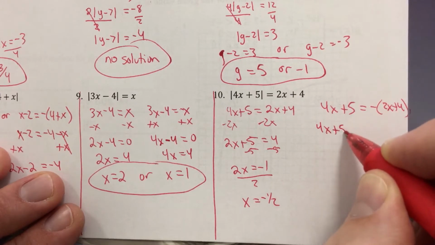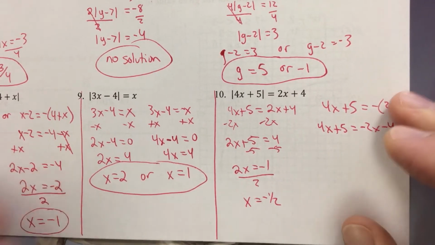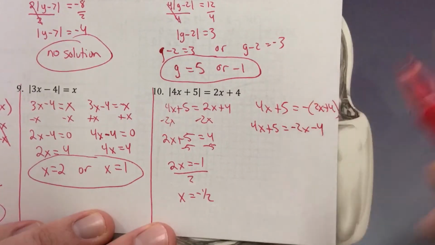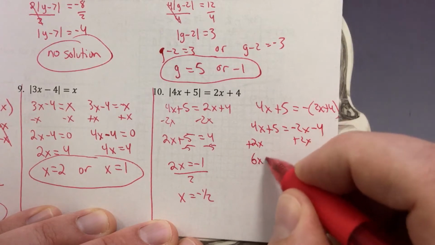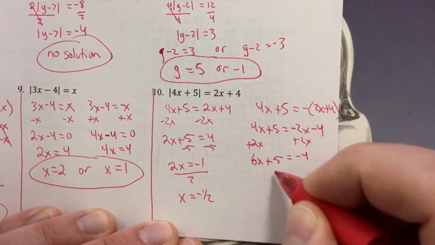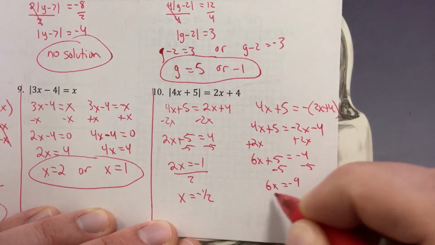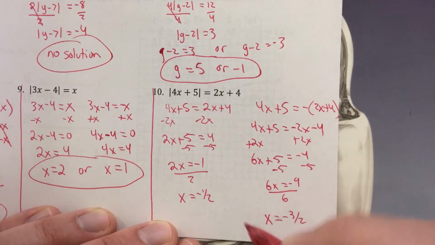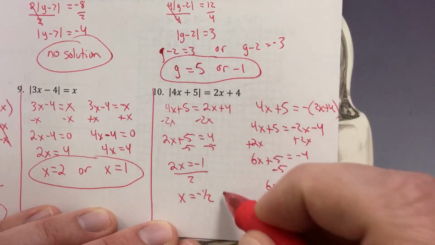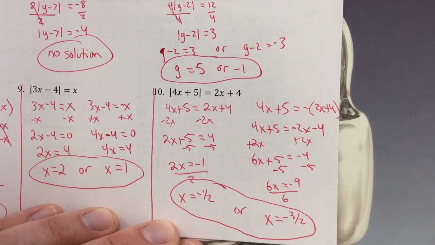4x plus 5 equal to negative 2x minus 4 after you distribute. Add 2x. 6x plus 5 equal to negative 4. Subtract the 5. 6x equals negative 9. Divide by 6. X is equal to negative 3 halves. Check both of these, but if you check both, they should work. But just be very careful to check.